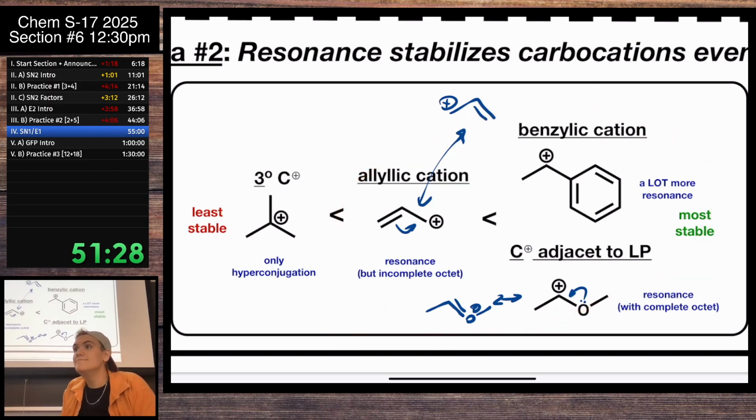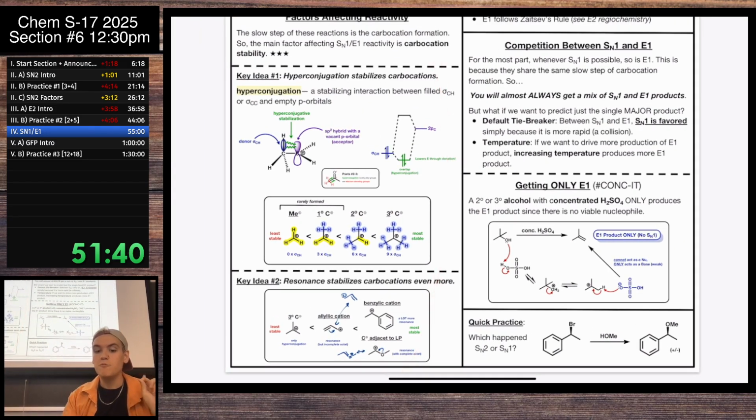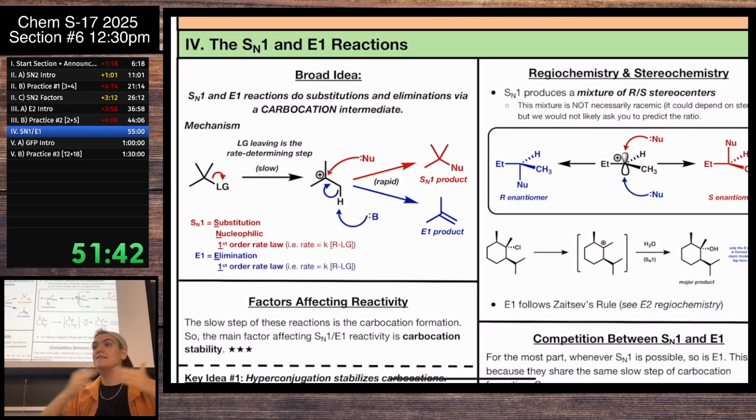Wait, sorry. How is this important to the topic? Yes, that's a great question of why do we care about all of this? Why did I go on a detour? It's because the rate determining step for SN1 and E1 happening is the leaving group leaving. And so if we make a stable carbocation, that happens faster. If we can form a tertiary carbocation, the leaving group's going to leave a lot faster than if we form a primary carbocation. So that's how it relates and comes back.